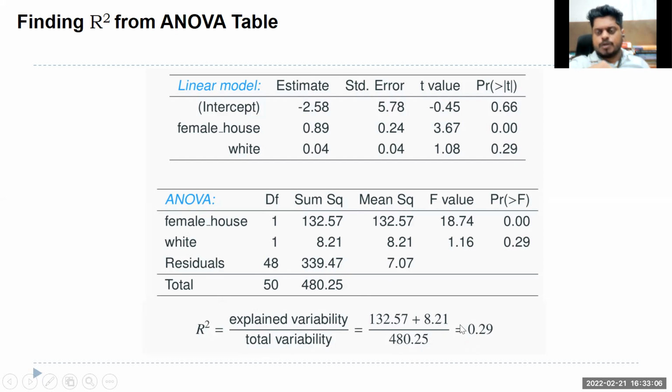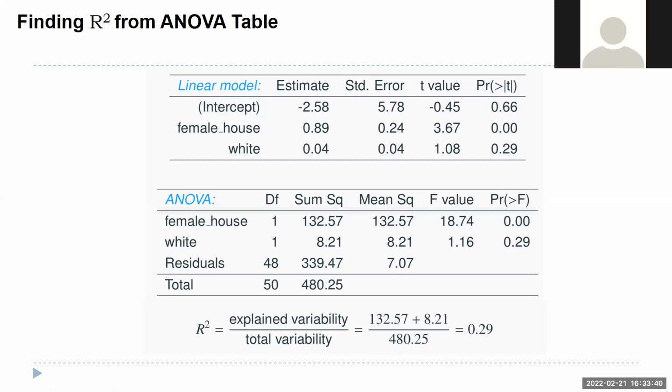Most of the time you do not calculate R square because the model calculates it, but remember the fundamental, because in interviews they're going to ask you what you mean by R square and how you calculate that value. So I find out the sum of square which is explained by the model: 132.57 plus 8.21 divided by the total variation. Clear? Any doubt, sir, on this?